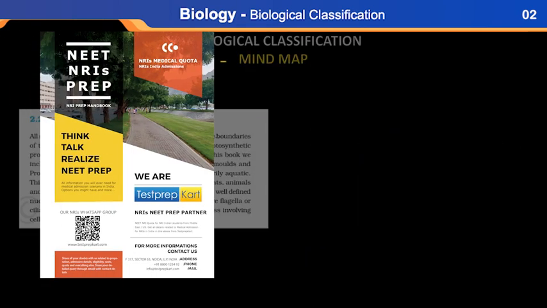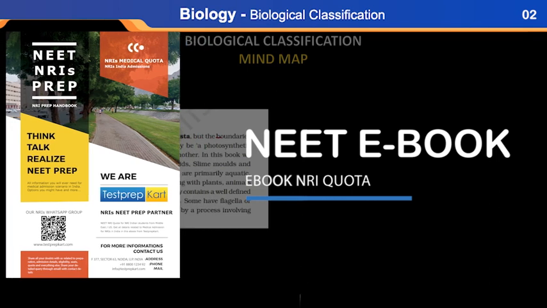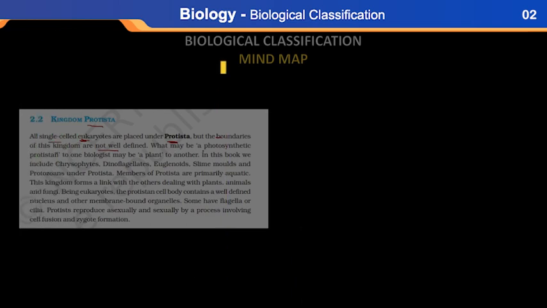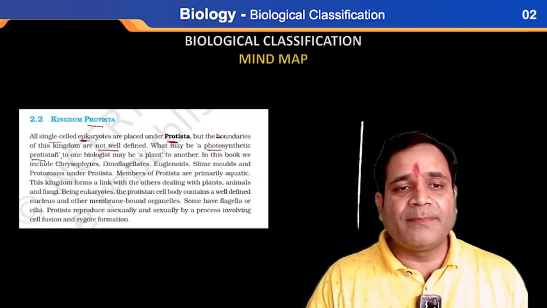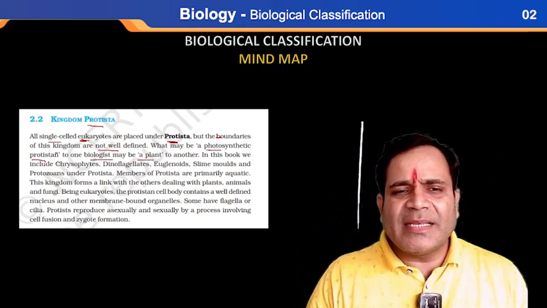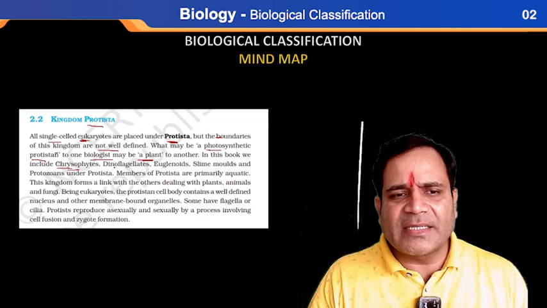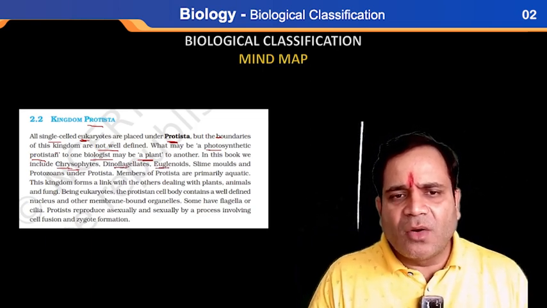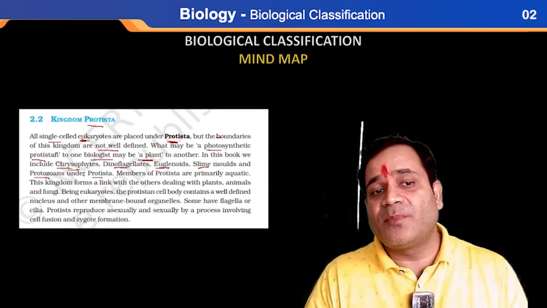But the boundaries of this kingdom are not well defined, because they cover so many vast boundaries. What may be a photosynthetic protist, one biologist may say it is a plant. But the book includes chrysophytes, dinoflagellates, euglenoids, slime molds, and protozoans under protists. These all are Protista.